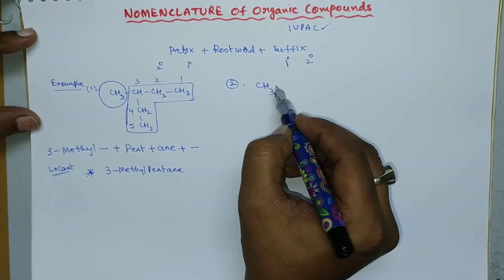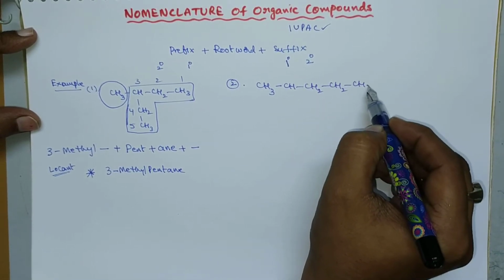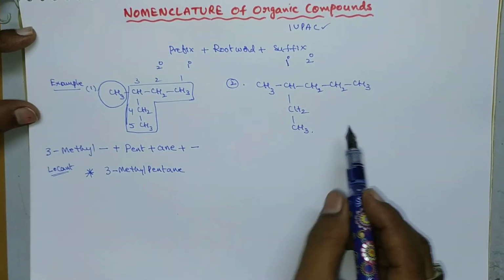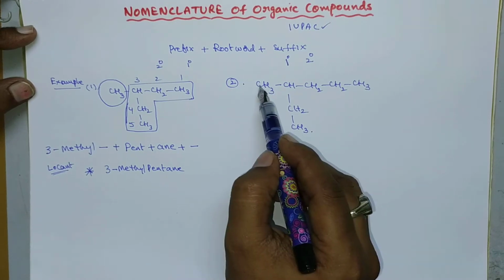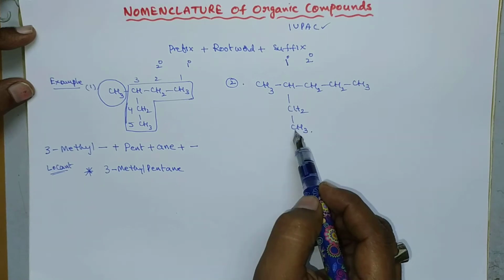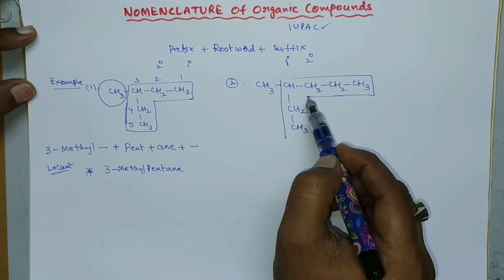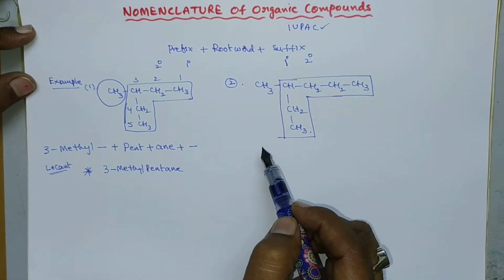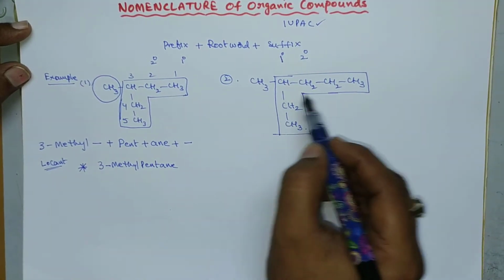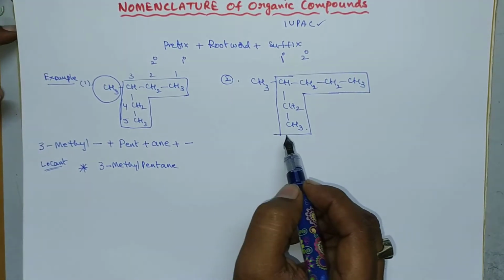Let us take another example. So again we have to select the longest continuous carbon chain, 1, 2, 3, 4, 5. This chain consists of 5 carbons, 1, 2, 3, 4, 5, 6. This consists of 6 carbons. So that's why we have to select this chain. The first rule, longest continuous carbon chain. So now we have to locate the position of this substitution. So here substitution is there. So while locating the substitution, the second rule is the lowest number should be given to the substituted carbon.